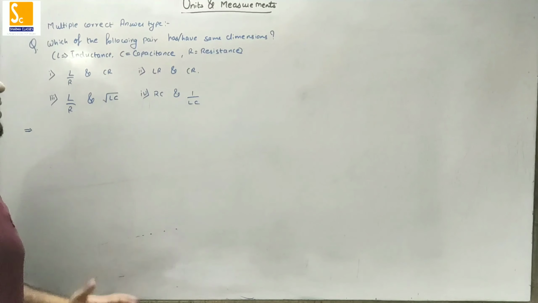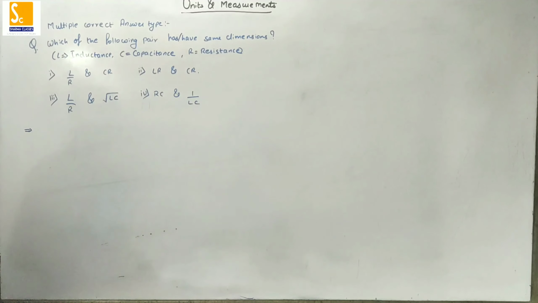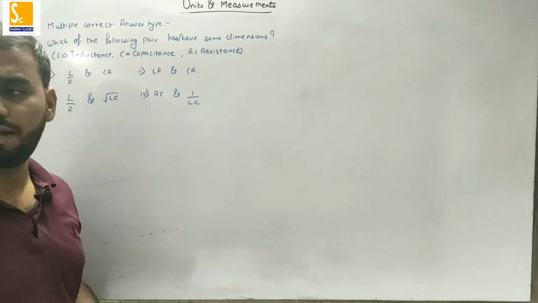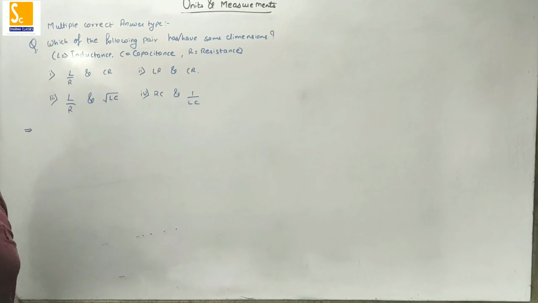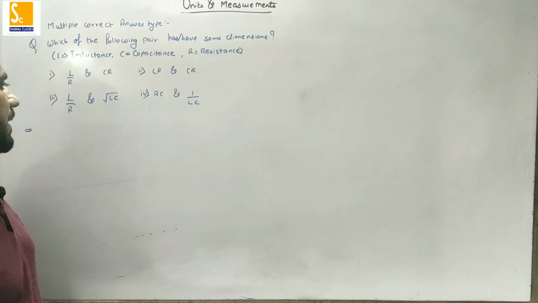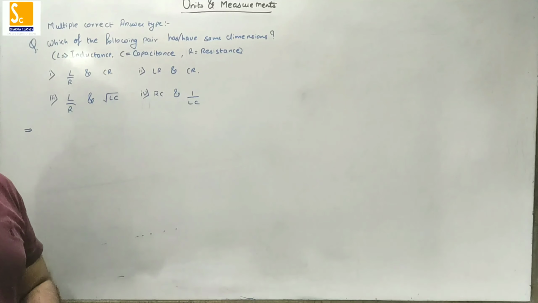Problem is, which of the following pair has the same dimensions? L is representing inductance, C representing capacitance, and R representing resistance. This is multiple correct answer type, means more than one answer can be correct. Okay. Let's start with this. Before starting, I will suggest you to find out the dimensional formula for inductance, resistance and capacitance. उसके बाद हम options में उनको put up करके verify करेंगे.